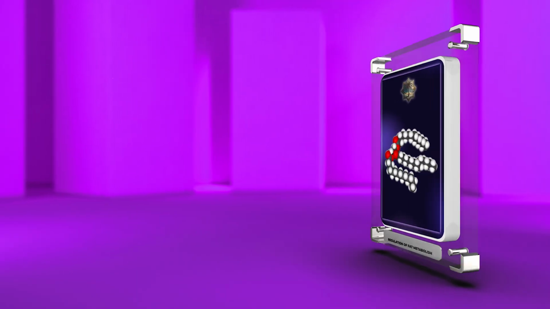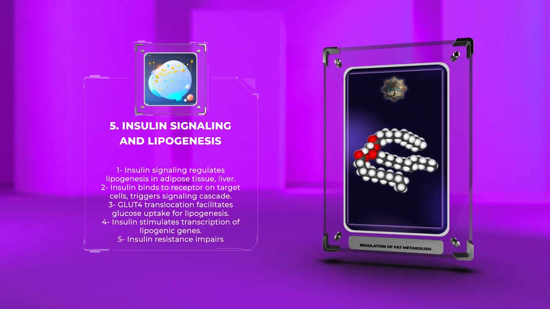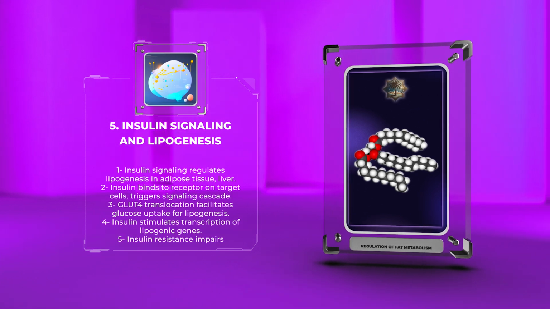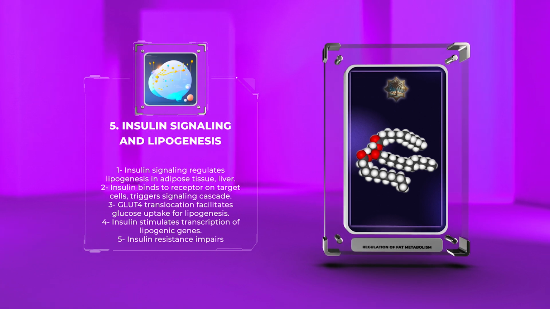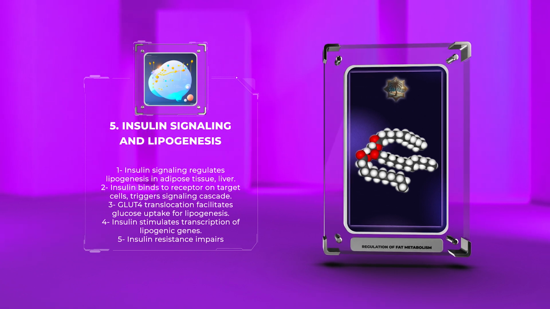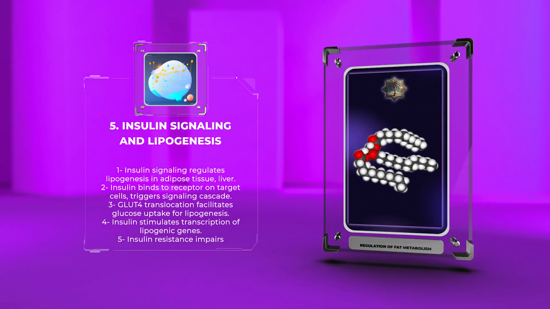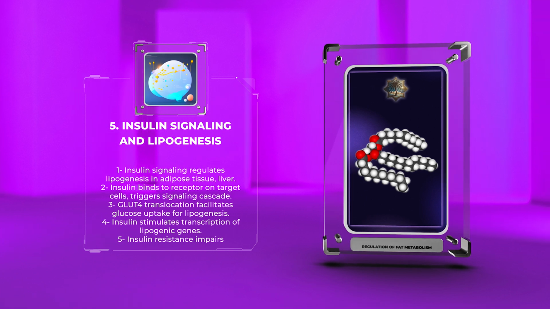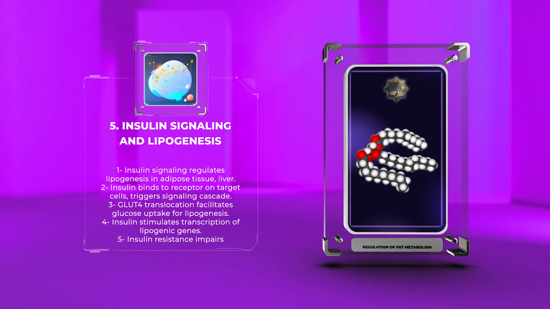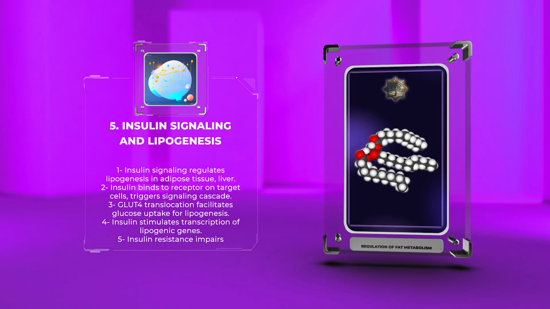Insulin signaling plays a crucial role in the regulation of lipogenesis, primarily in adipose tissue and liver. Insulin, a hormone secreted by the pancreas, exerts its effects by binding to its receptor on the surface of target cells. The activation of the insulin receptor triggers a signaling cascade that ultimately leads to the translocation of GLUT4 glucose transporters to the plasma membrane. This facilitates the uptake of glucose into the cell, providing the necessary substrate for lipogenesis.